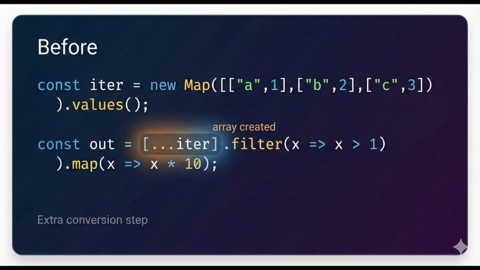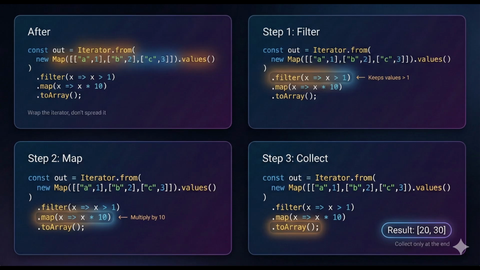Now let's do it the modern way with iterator helpers. Instead of converting to an array, we wrap the iterator using Iterator.from. Think of it like this. Take this iterable source and give me a chainable iterator pipeline. Now we apply steps one by one.